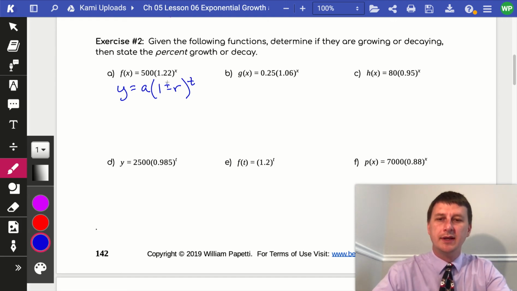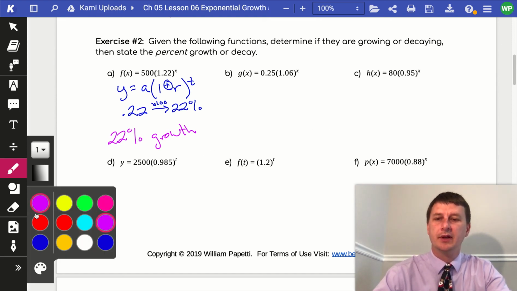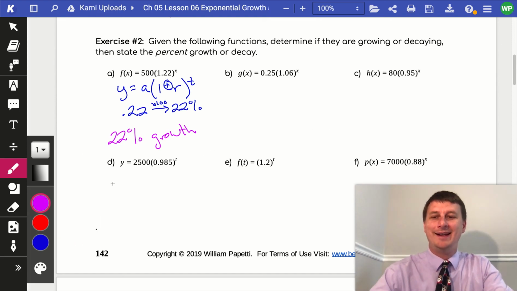And what's the percent growth or decay? Well, we're looking at what's being added on to 1. So how much greater than 1 is this? And it's 0.22 greater than 1. And 0.22 as a percent, we're going to multiply by 100 to get 22%. So our answer here is that this is undergoing 22% growth, because that's what's being added on to 1.